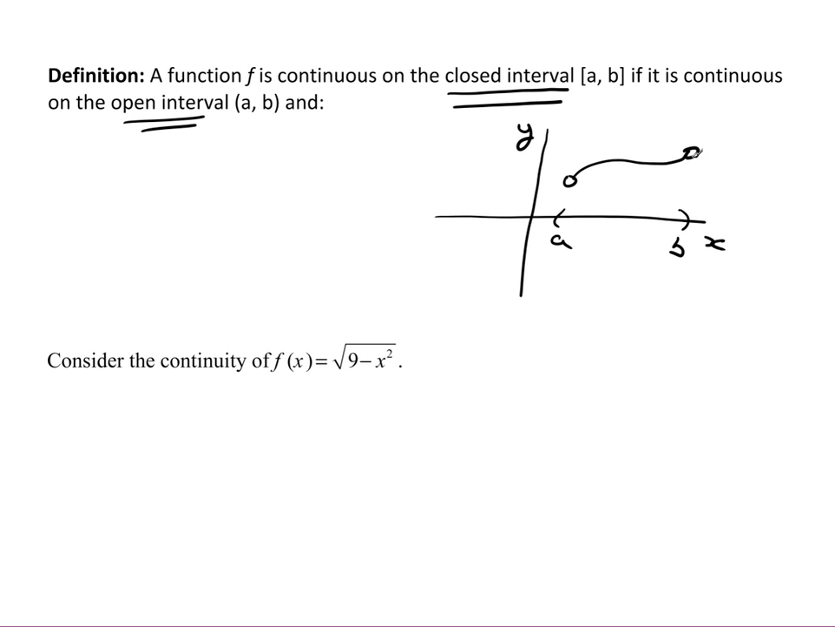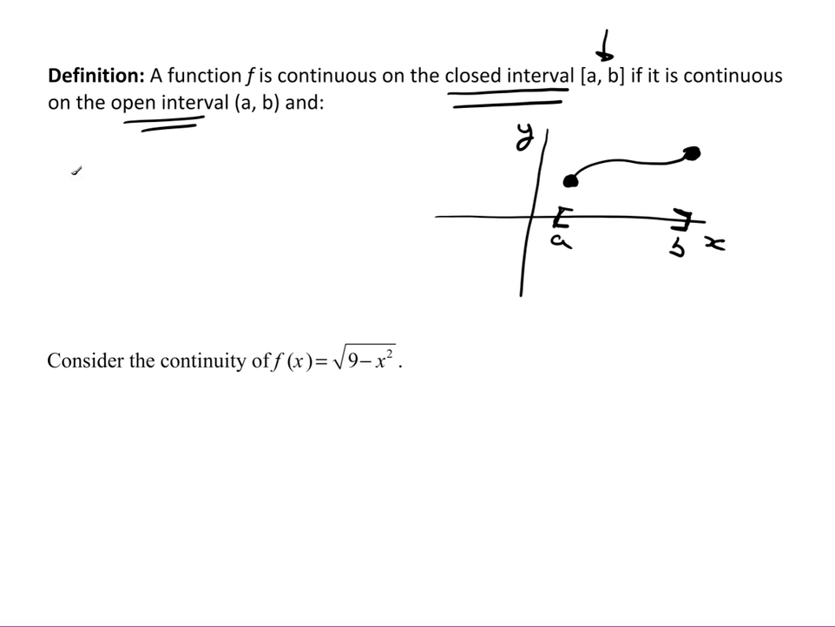At these endpoints, it doesn't have to be continuous. What I'm talking about here now is the closed interval. So I want to change this to a closed interval and see what needs to happen. Well, what needs to happen is this circle needs to be filled in. So how can I explain that analytically?